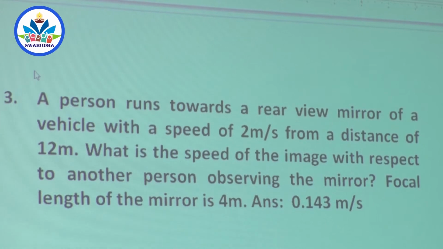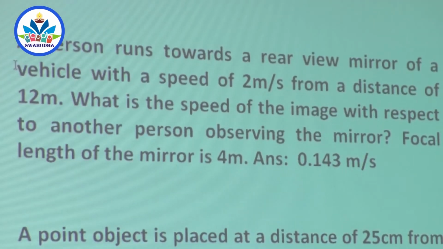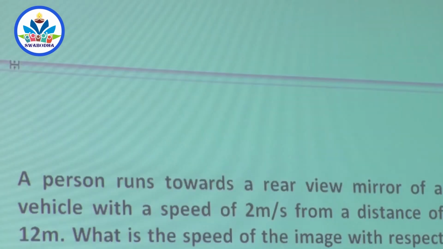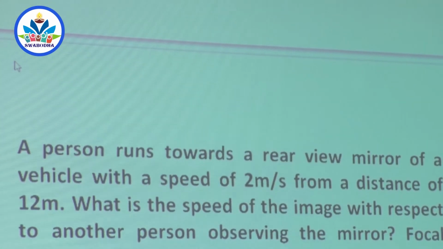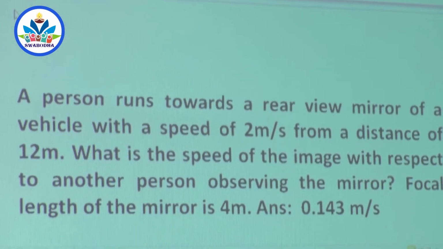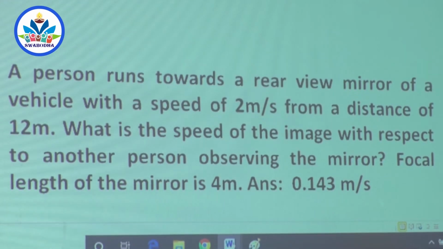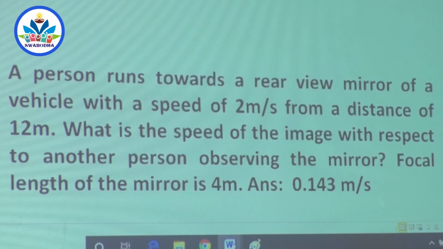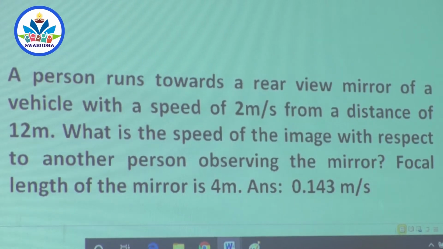A person runs towards a rear view mirror. The question itself has run away. Yeah, now you can see it. A person runs towards a rear view mirror. You know which is a rear view mirror? It is a convex mirror of a vehicle. The person runs with a speed of 2 meters per second from a distance of 12 meters. So you are at a distance of 12 meters from the rear view mirror of a car, say.